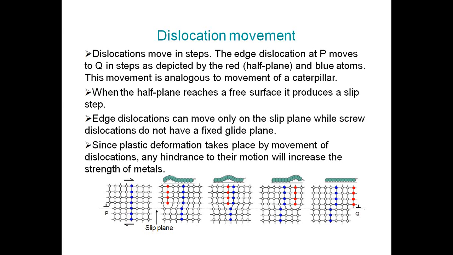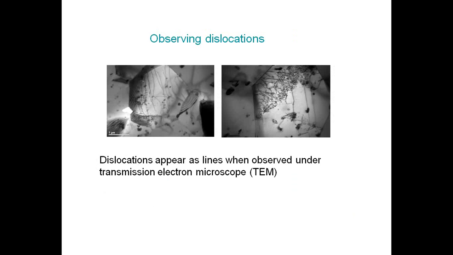The edge dislocations can move only on the slip plane, while the screw dislocation does not have any fixed glide plane. Since the plastic deformation takes place by movement of dislocations, any hindrance to the motion will increase the strength of the material or the metals. So here we can observe the dislocations when you see the dislocations under the transmission electron microscope.